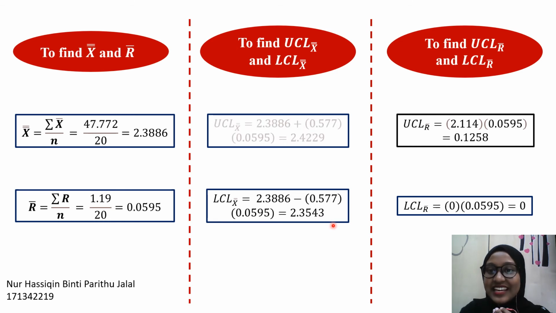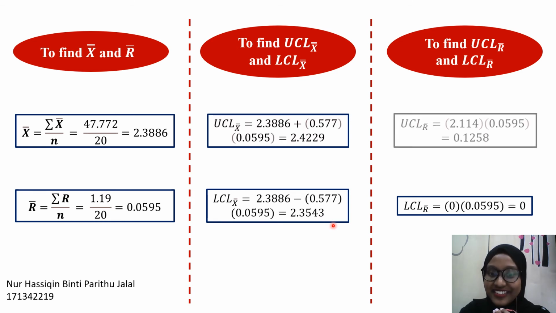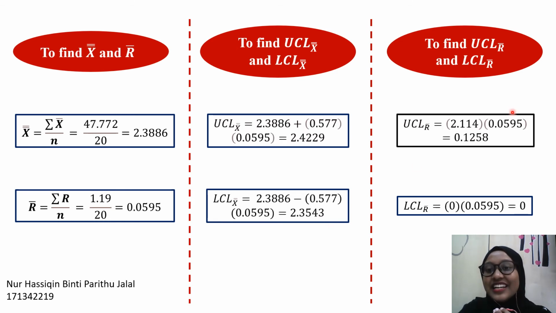Next, to find the UCL and LCL for the R bar. For the UCL, we use the D4 data, which we also obtain from the table, times the R bar value. And for the LCL, we use the D3 data, which we can also obtain from the table, times the R bar value.